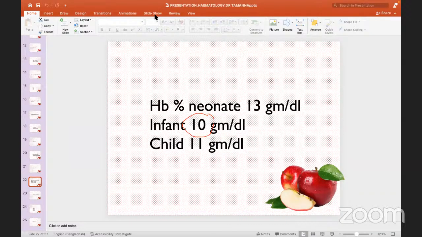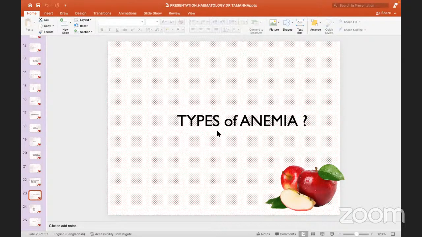So remember that in an infant, hemoglobin 10 is normal, more than 10 is normal. And in a child, hemoglobin more than 11 is normal. For a neonate, hemoglobin more than 13 is normal. This is the cutoff limit for anemia. Okay, so investigation for anemia, you have to understand because it is a highly paid question, both MRCP part 1 and AKP. It will definitely come. Anemia is the most common symptom in hematology.